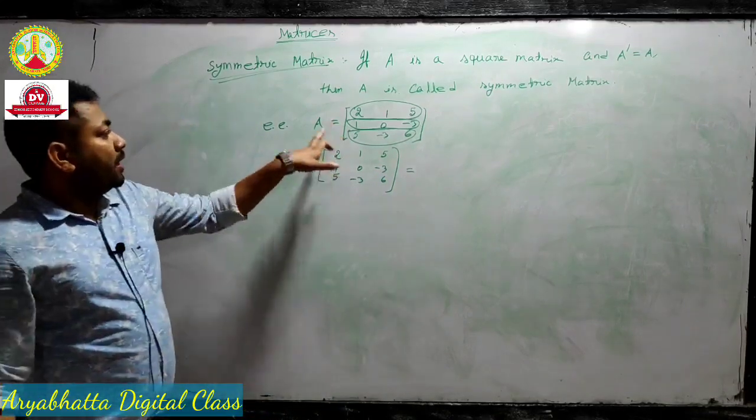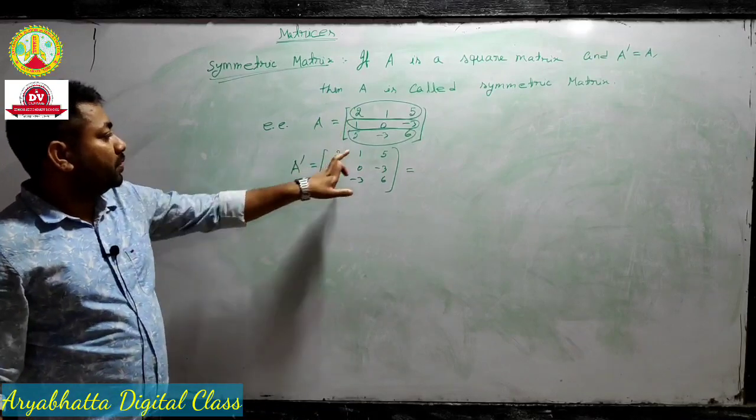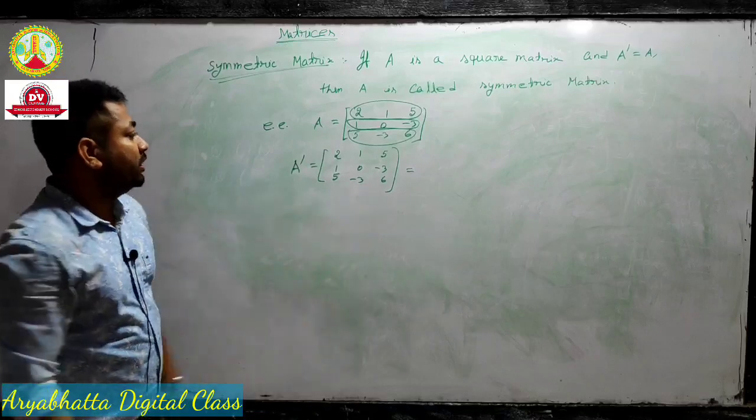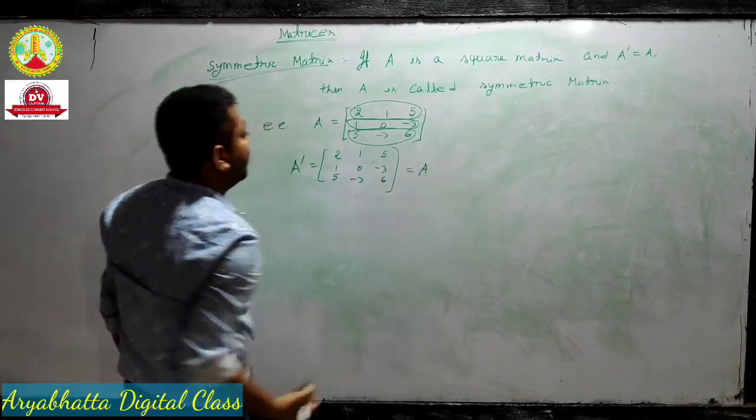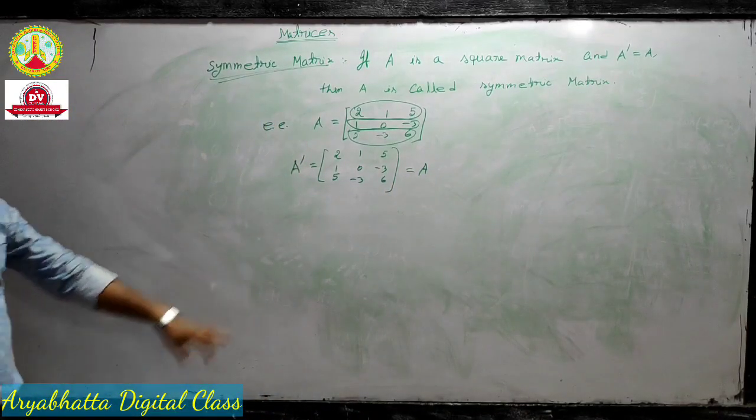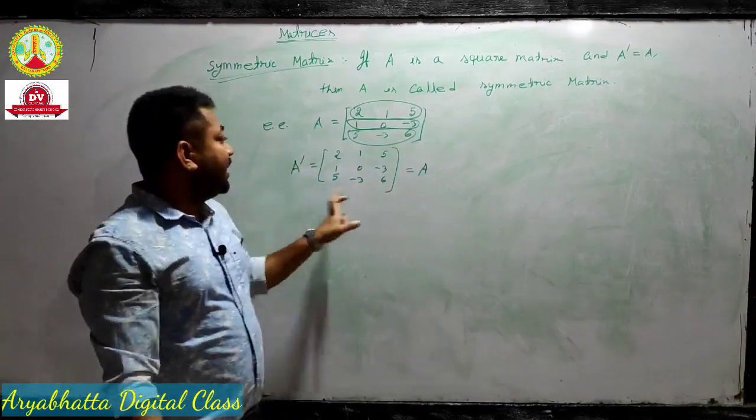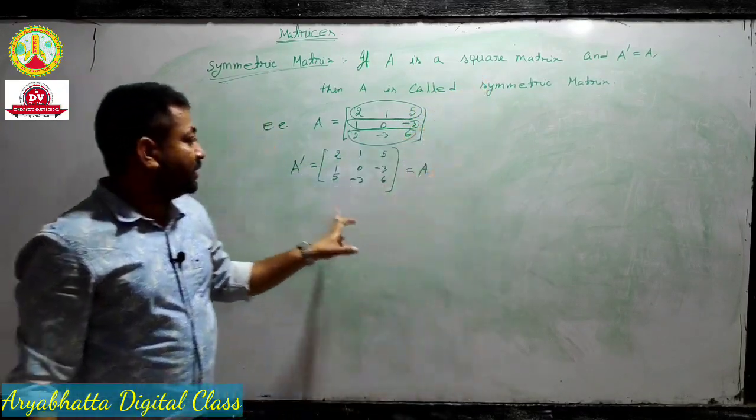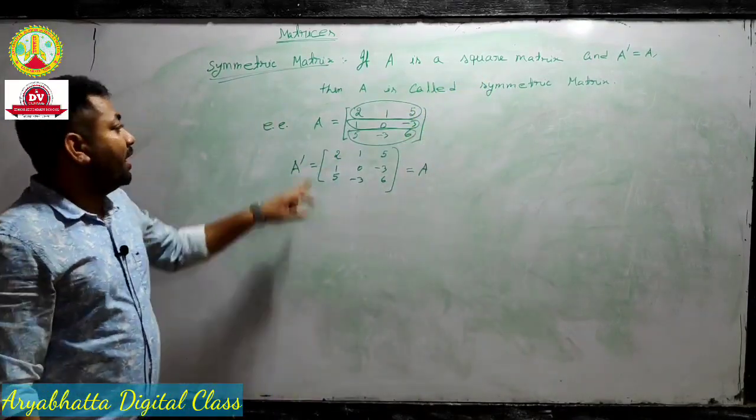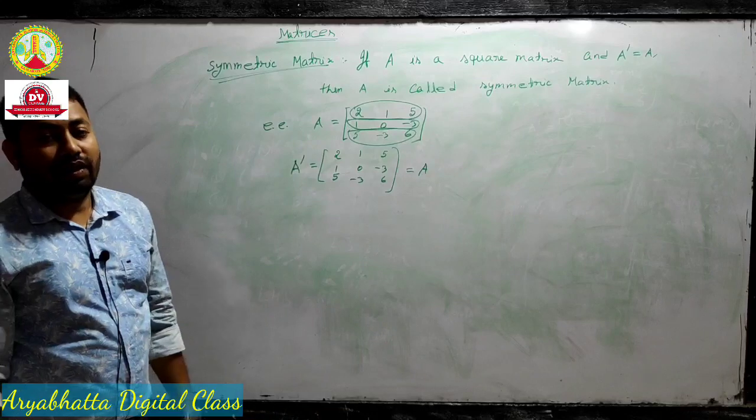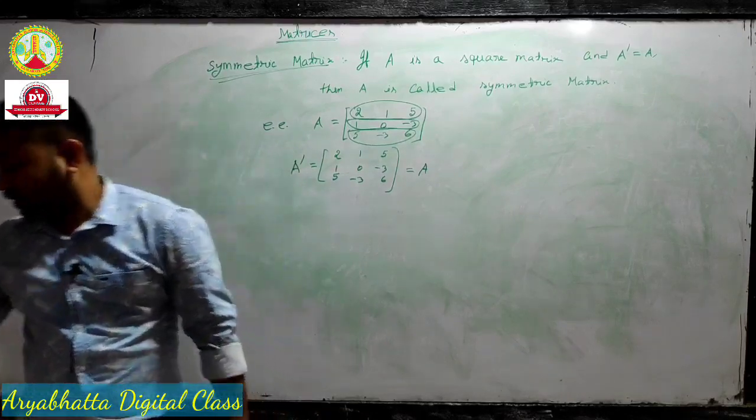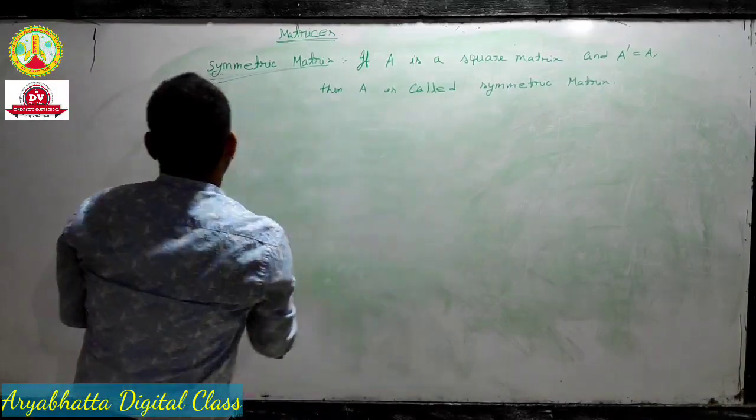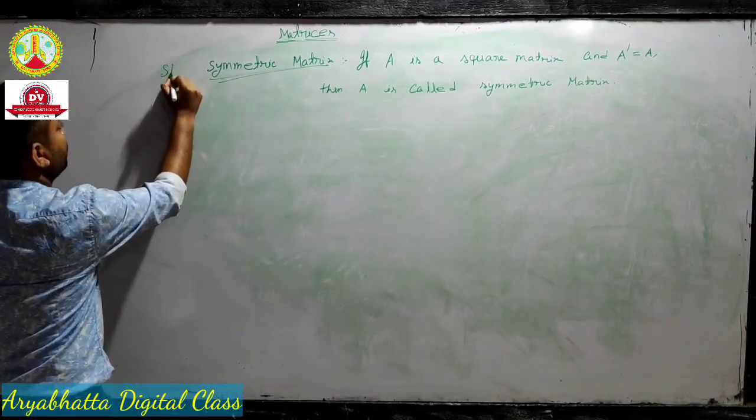which is equal to A. Therefore, A is called a symmetric matrix because A is a square matrix and A dash equal to A. Now, we discuss skew-symmetric matrix.